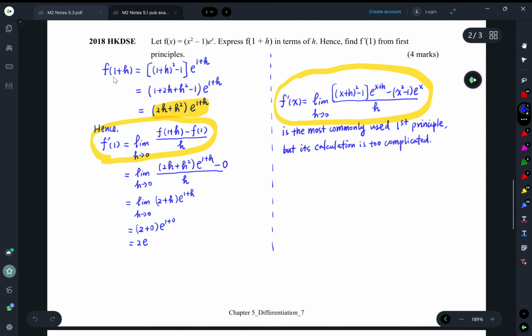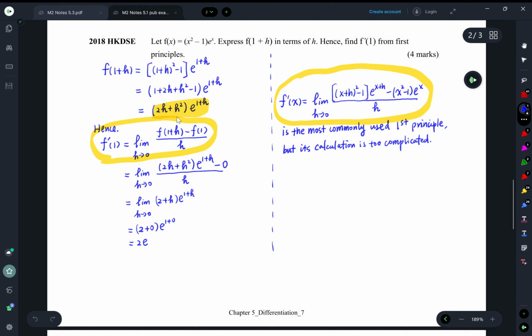First, you need to express f of 1 plus h in terms of h, and that is the answer. In this answer, you can see the polynomial part and the exponential part are separate. You should not expand. And then find f prime 1, the derivative, the value at x equals 1. So according to the first principle, at x equal 1, and then I will do the calculation as follows.